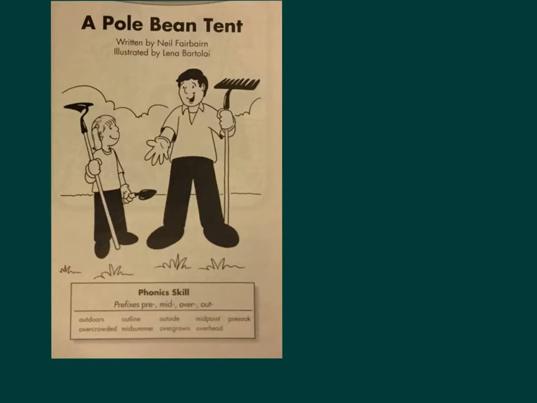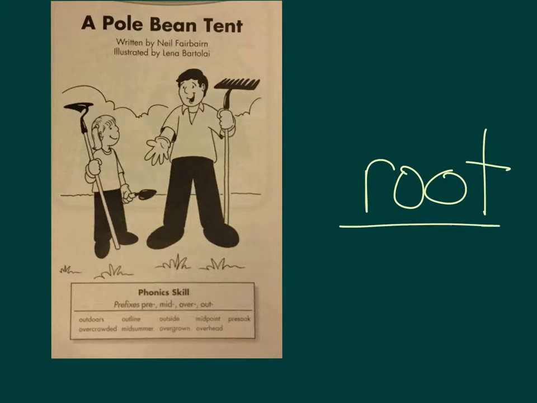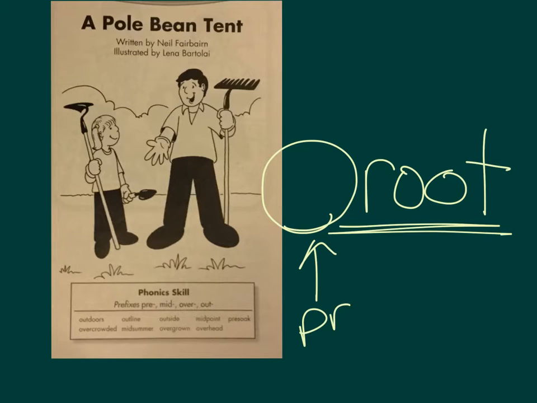All right, word wizards, now it's time for you to give it a try. You're going to get out your sticky note, and as I read A Pole Bean Tent, you're going to collect examples of words that have prefixes. Remember, you need to look for a word that has a root or base word. It has to be a real word. And then your prefix is going to be at the beginning. You can go back and look at some of the charts and some of the examples earlier in this video to help you figure out what the prefixes could be that you're looking for.